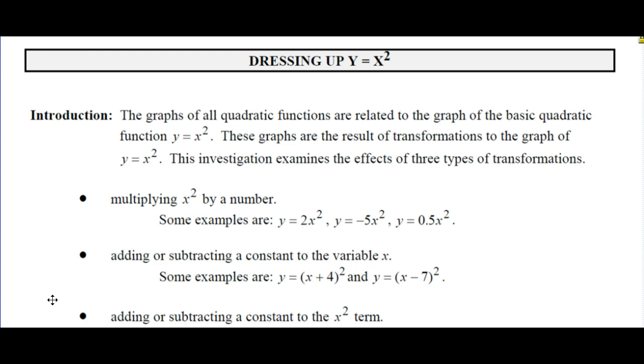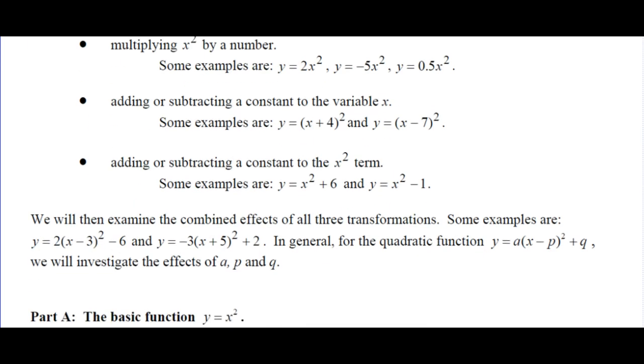And so we're starting with a basic function, y equals x squared, and we're going to do stuff to it, and we're going to see what happens when we change different parameters. And that will result in transformation. So this investigation examines the effects of three types of transformations. Multiplying x squared by a number, so if we get y equals 2x squared, or negative 5x squared, or 0.5x squared. Adding or subtracting a constant to the variable.